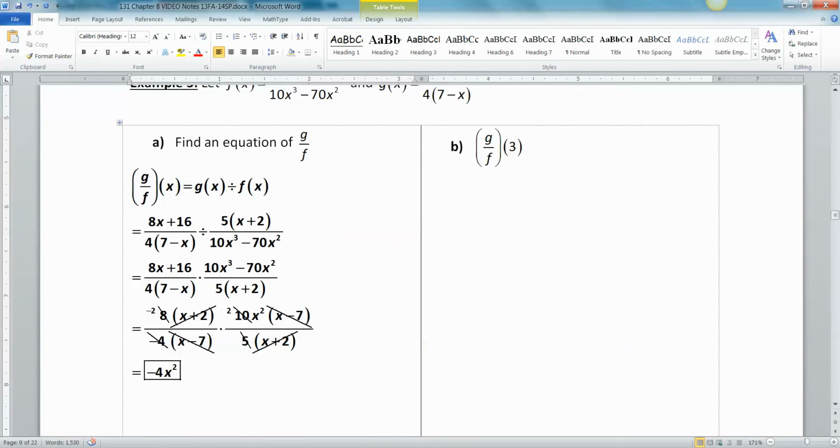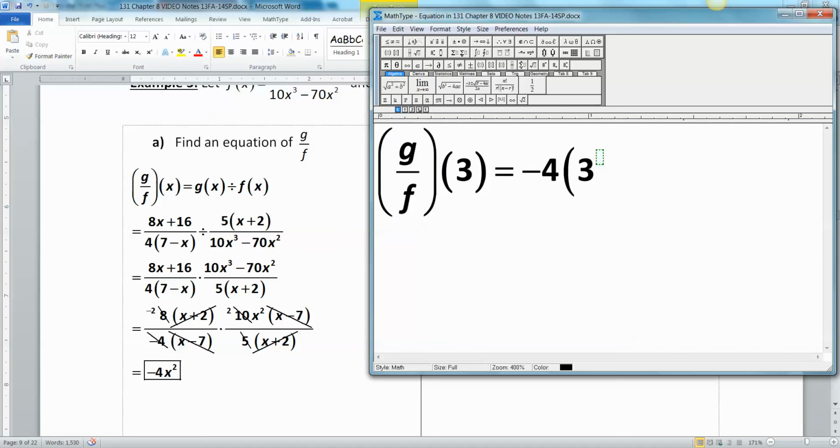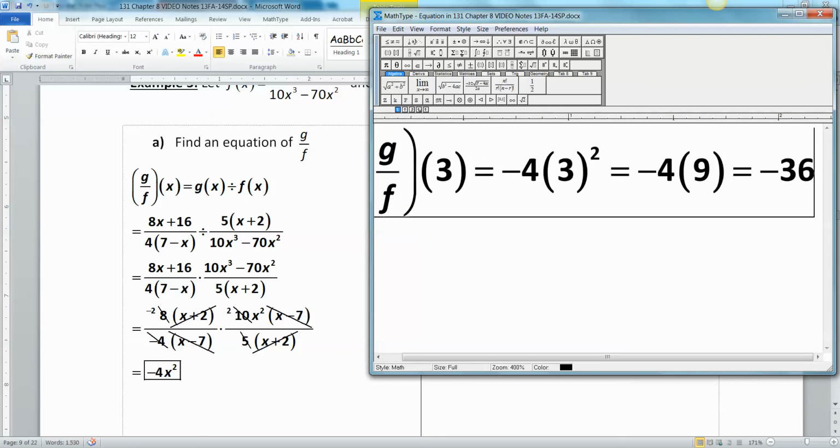All right, now I'm going to use that idea, and I'm going to substitute 3 into it. So I'm going to find g over f of 3. Remember, the parentheses there doesn't mean multiplication. It means you're going to substitute. So g over f of 3 means I want negative 4 times 3 squared, which is negative 4 times 9, which last time I looked is negative 36. And there's your final result.